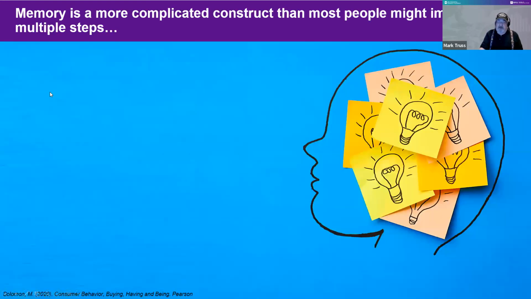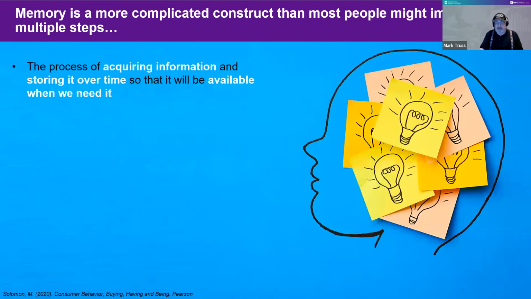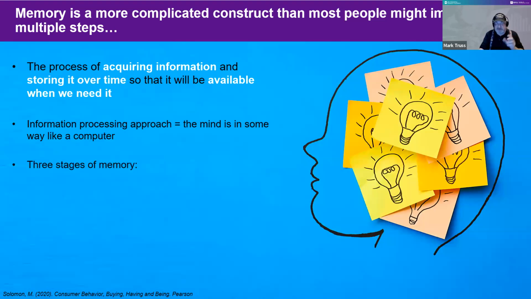Let's talk about memory a little bit, right? Memory is a more complicated construct than most people might imagine, with multiple steps in it. The process of acquiring information and storing it over time so that it'll be available when we need it is kind of the definition of memory, right? Information processing, the mind is in some way like a computer. You feed information in, it gets stored there. But there are stages to memory.